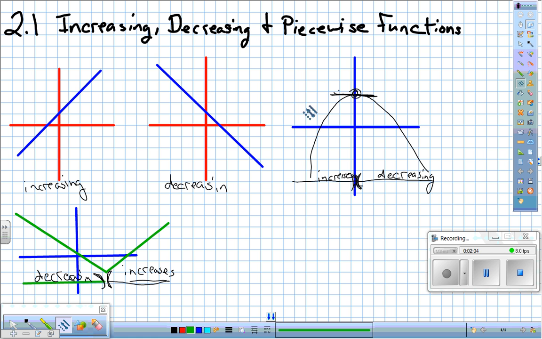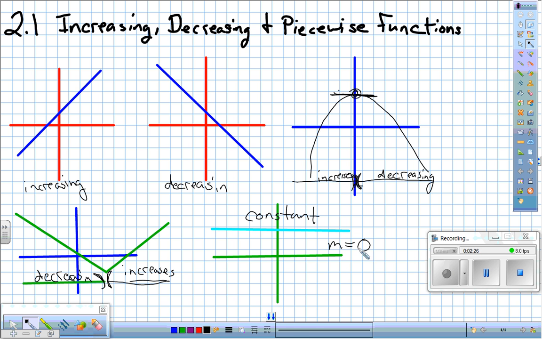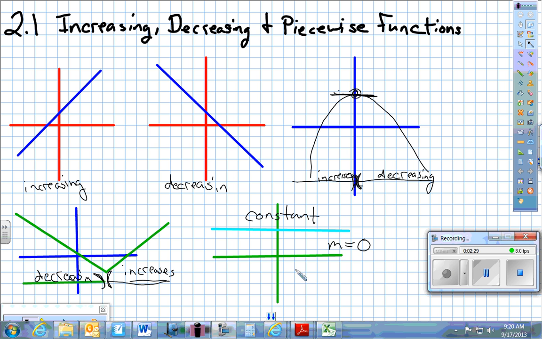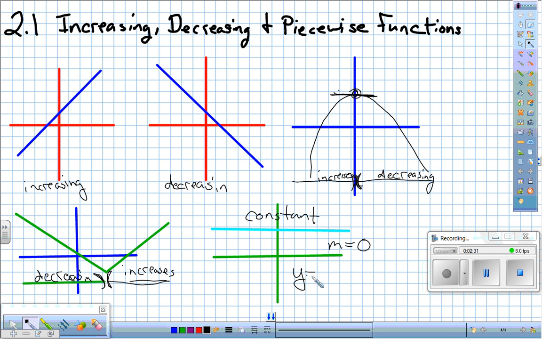And then it talks about a constant function. So a constant function is going to be a straight line. So this would be a constant function. Okay, I actually have a zero slope, not undefined slope, a zero slope. If I were to see an equation for this, it would look like y equals 5, or y equals some number. There's no x's in my equation.